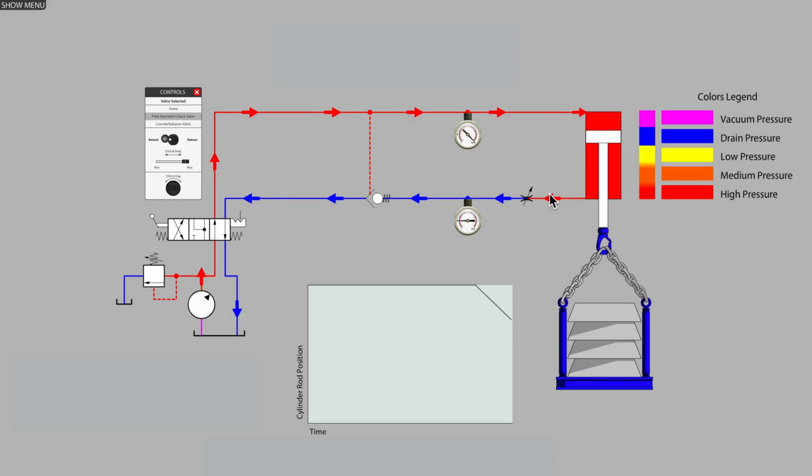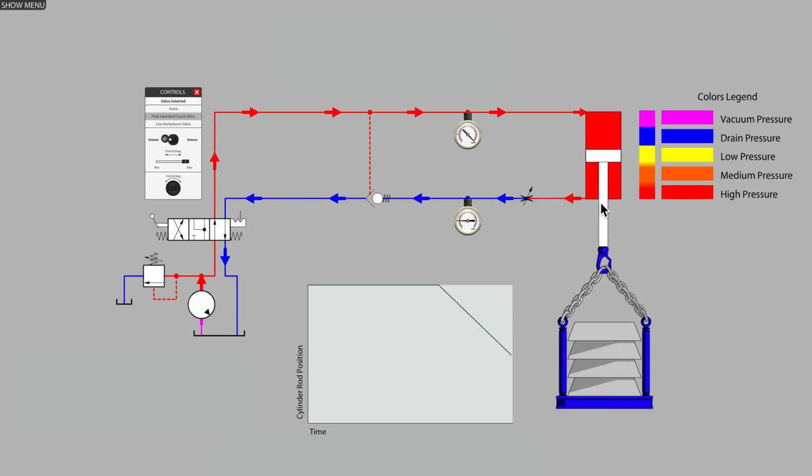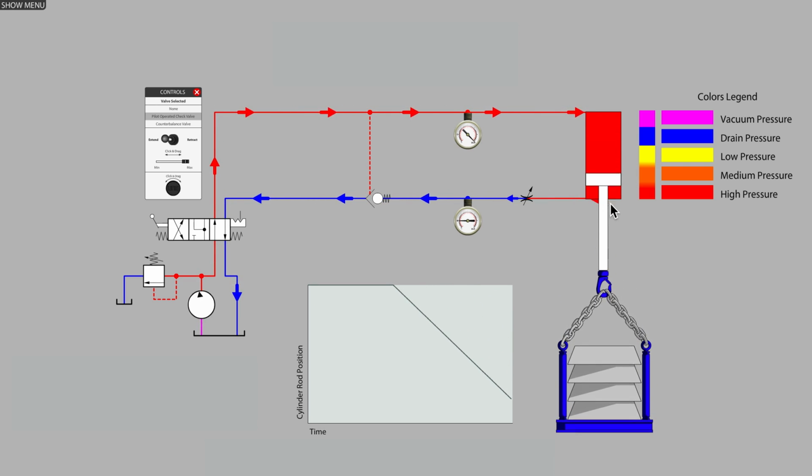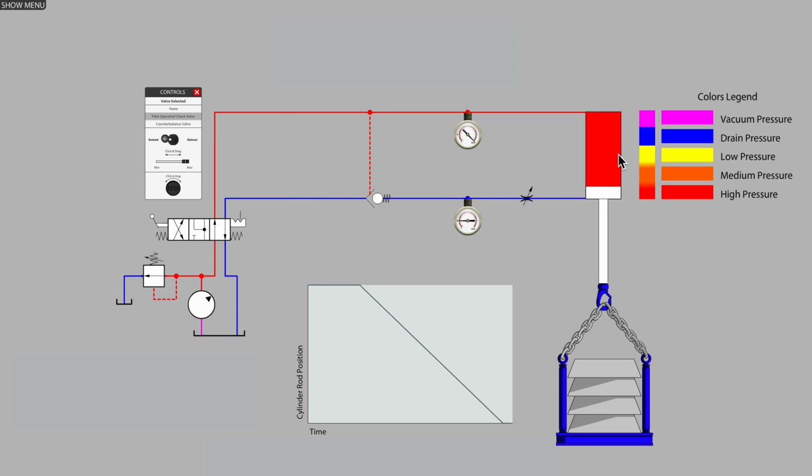The needle valve imposed back pressure on oil leaving the lower cylinder line, which in turn created pressure in the upper cylinder line. With the upper cylinder line held constant, pilot pressure at the check valve is also constant, keeping the check valve ball off the seat, allowing for even flow.